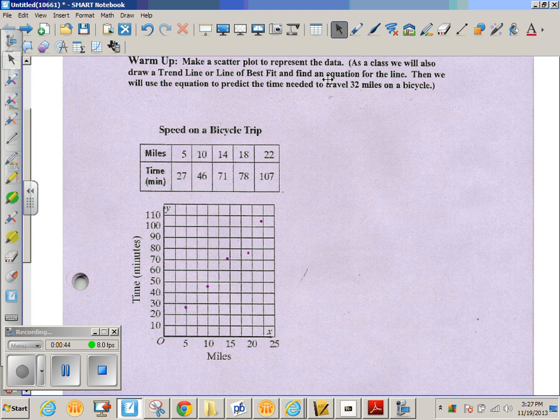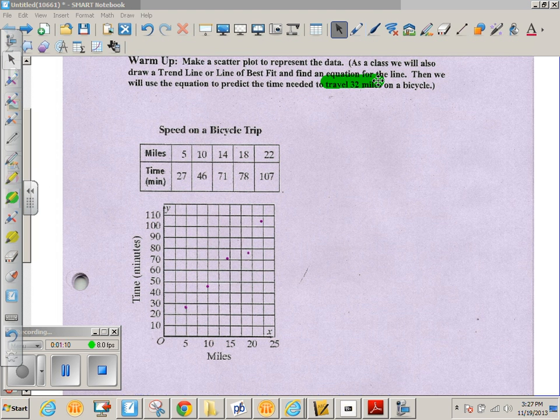Then we will use the equation to predict the time to travel 32 miles on a bicycle. So we're going to draw on our line of best fit. We're going to calculate the slope. We're going to use point slope in order to write an equation, and then we're going to change that into slope intercept in order to use the equation to make a prediction of, in this case, how long will it take to travel 32 miles. So that's what we're going to be working with today.